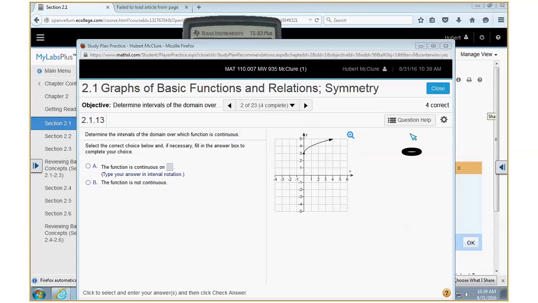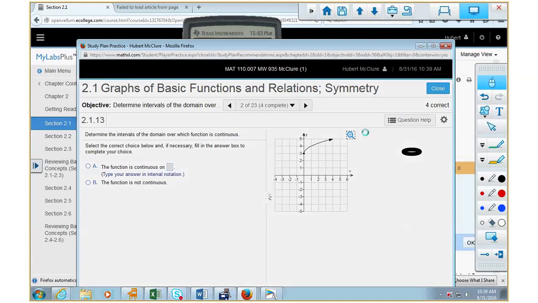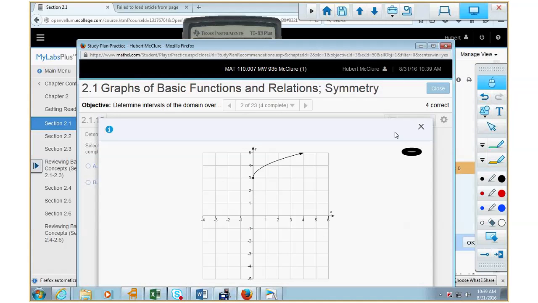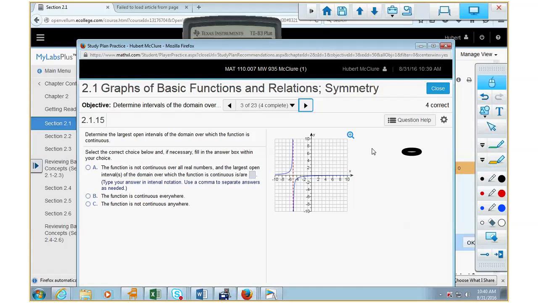I don't know what the question's asking, but I do want you to be able to understand increasing and decreasing more than anything else. Domain, range, increasing and decreasing. Trying to get to the next problem. Okay, here we go. What's going on with this problem?